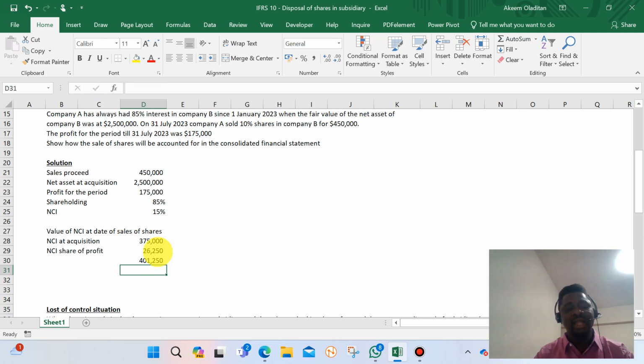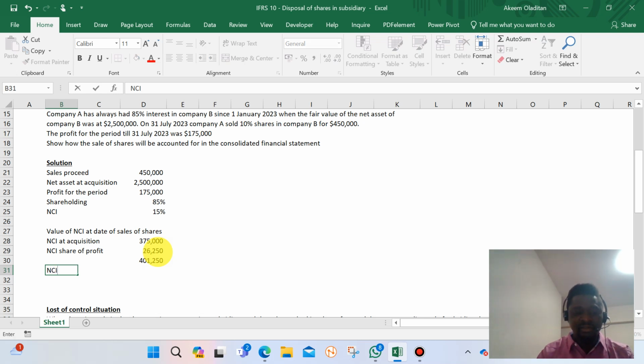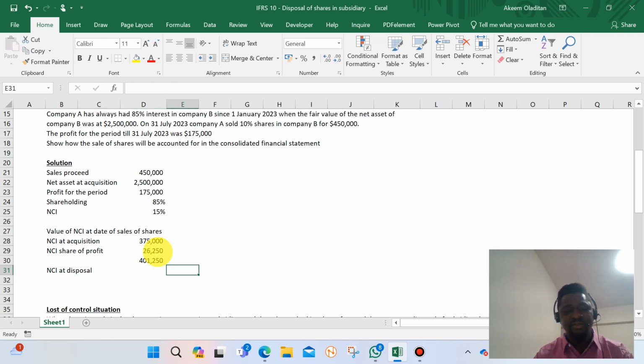On that date of sale of the shares, we now need to recalculate to know what interest has been added or reduced as a result of that 10% sale of the shares. So in that case, we say NCI at disposal: the fair value of NCI at disposal will now be, we know that, okay, this is the 15%. Don't let me say that.